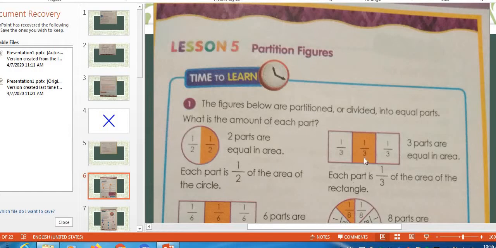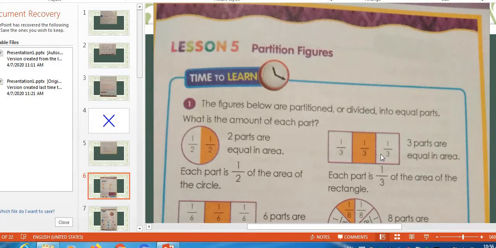Okay. This shape is divided into 3 parts. The whole shape is divided into three parts. Three parts are equal in area. It's called here third. Each part is a third, 1 out of 3. Here 1 out of 3, a third of the area of the rectangle.